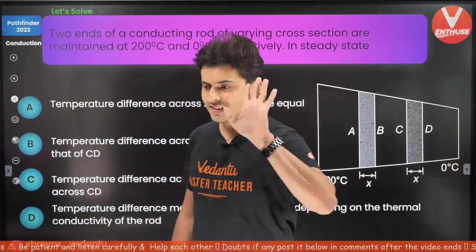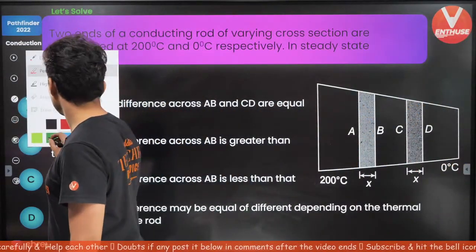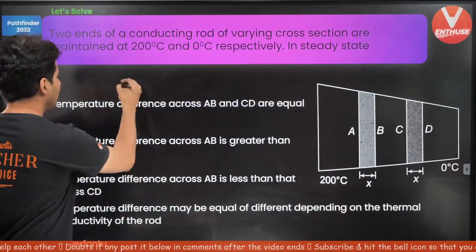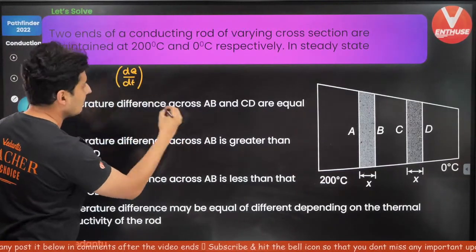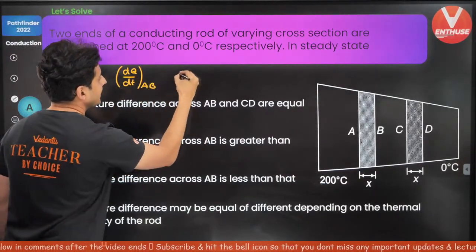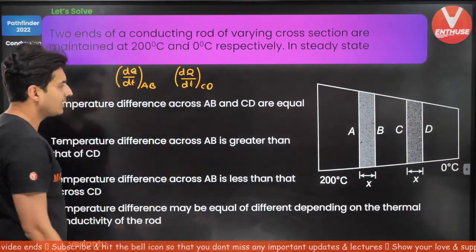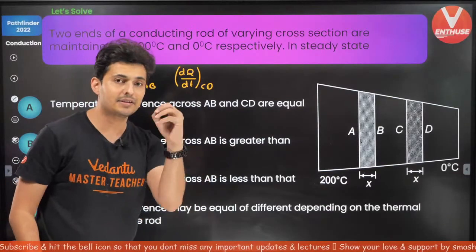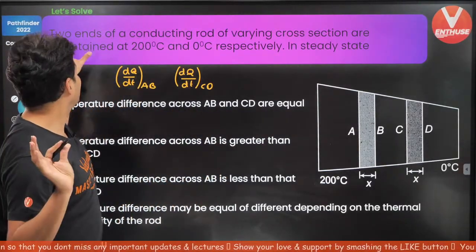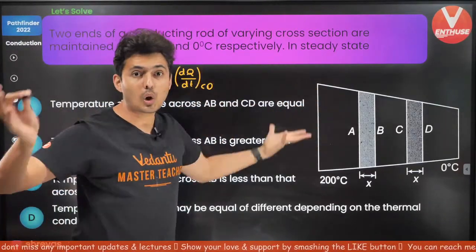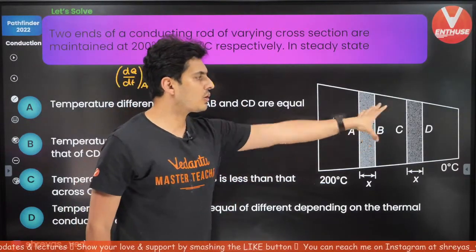Alright, first thing you need to decide. Is heat flow rate same or not? Let me ask you this. Is dq by dt from A to B different or same as compared to CD? Think, is it equal, more than, less than? Only when you get this will you get the next point. Think carefully. It's a uniform rod, but the cross section is different. The rod material, if it's aluminum, it's aluminum only. Only the cross section is different.